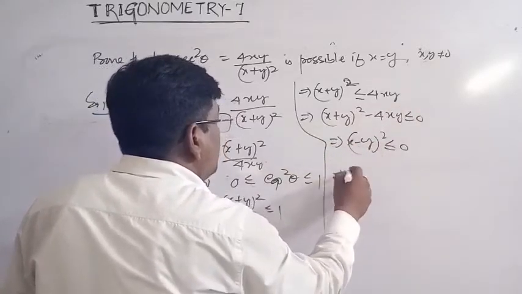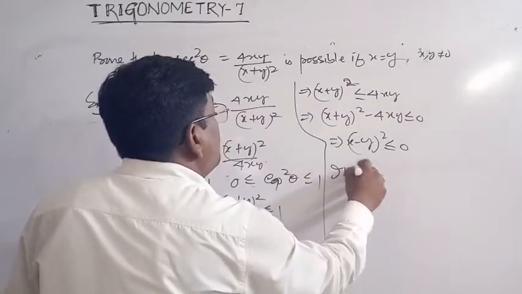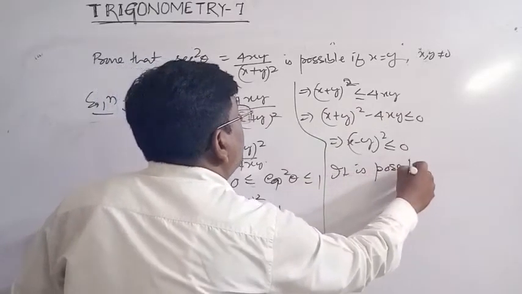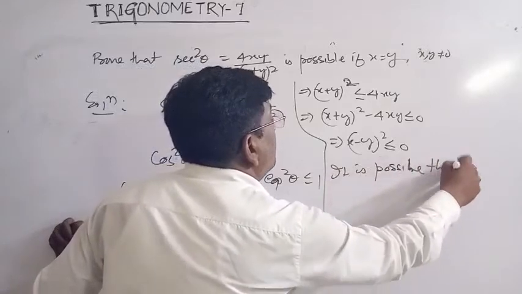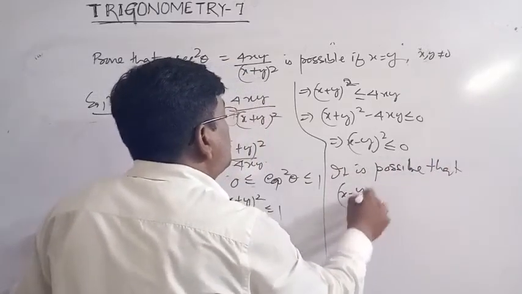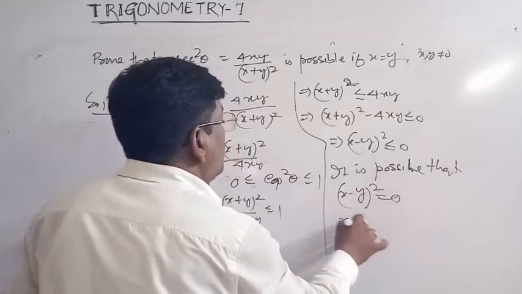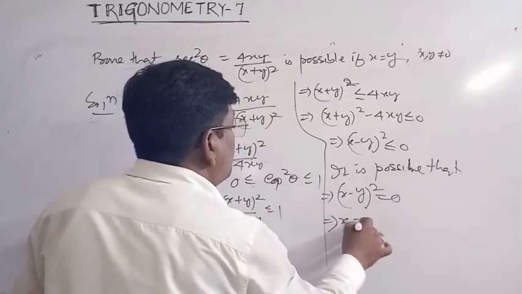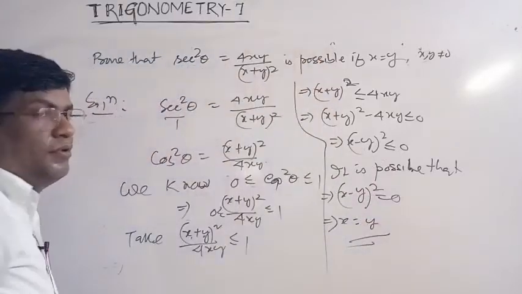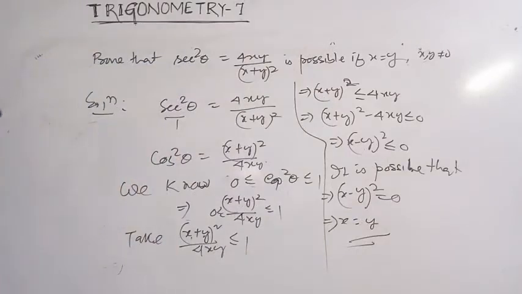That implies it is possible that (x minus y) whole square is equal to 0. So x is equal to y. This is the proof. Okay, now some other concept.